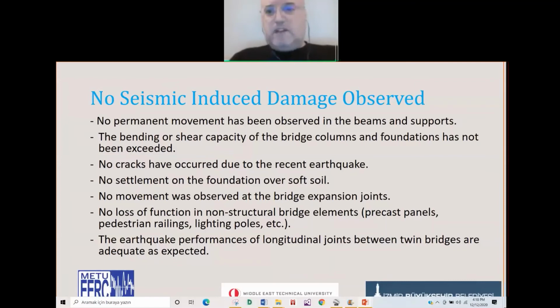So for those 19 bridges, there is no seismic induced damage. Basically, no movements, no exceedance of bending or shear, no cracks, no settlement, no loss of function in non-structural elements. Even the expansion joints didn't move. They put some asphalt, and I didn't see much. And there are twin bridges. They didn't pound into each other, basically.